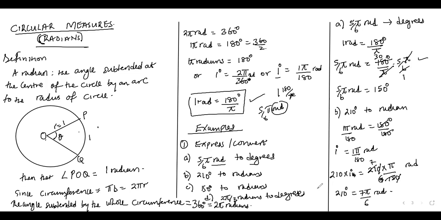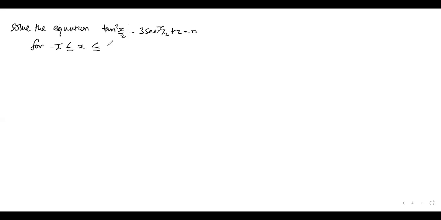Hope the rest have also realized those answers. Okay, so they can give you a question. Solve the equation tan squared x over 2 minus 3 sec x over 2 plus 2 is 0 for negative pi less than or equal to x less than or equal to pi. When they give you the range in pi, you have to express your answer in pi.